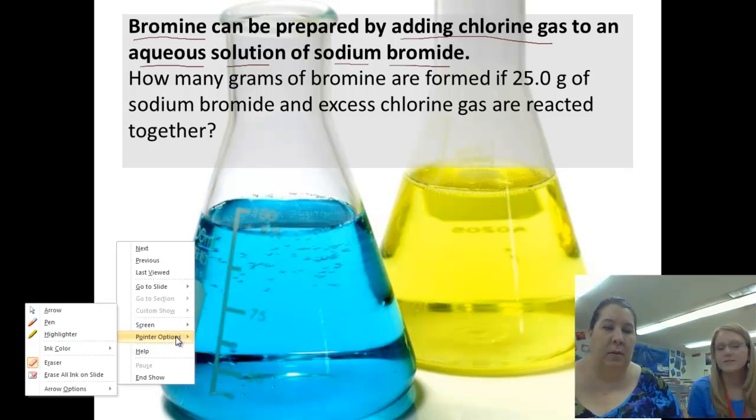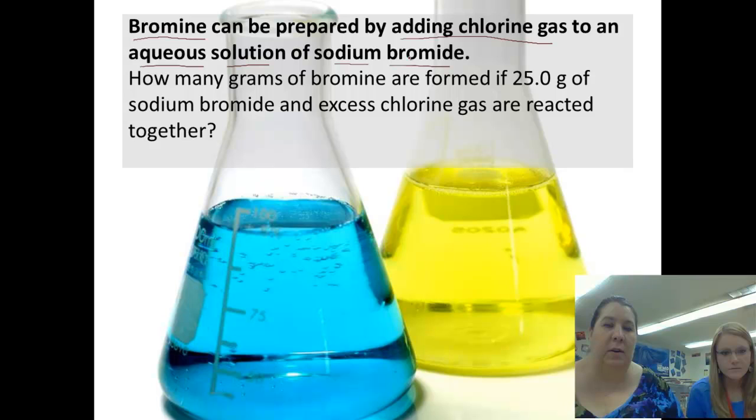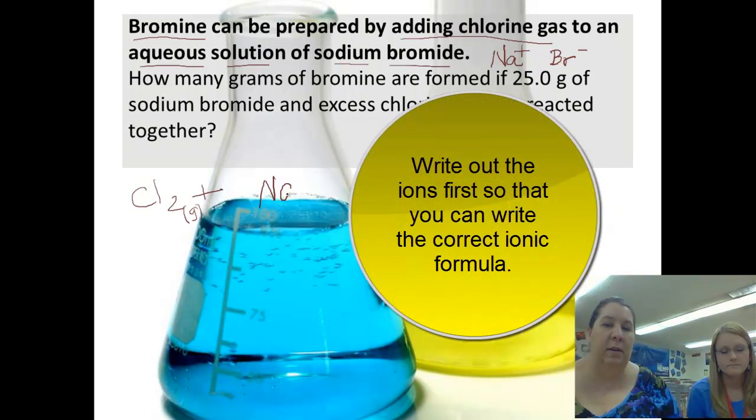That's right. Okay, adding chlorine gas. So we're going to take chlorine gas plus, I forgot my little g for gas, aqueous solution of sodium bromide. So we got to write a formula here. Okay, so I know that this is a metal and halogen, so I'm going to have to figure out what those charges are. Sodium is +1. Bromine is -1, so this is a pretty easy formula to write. It's just NaBr, and it's aqueous.